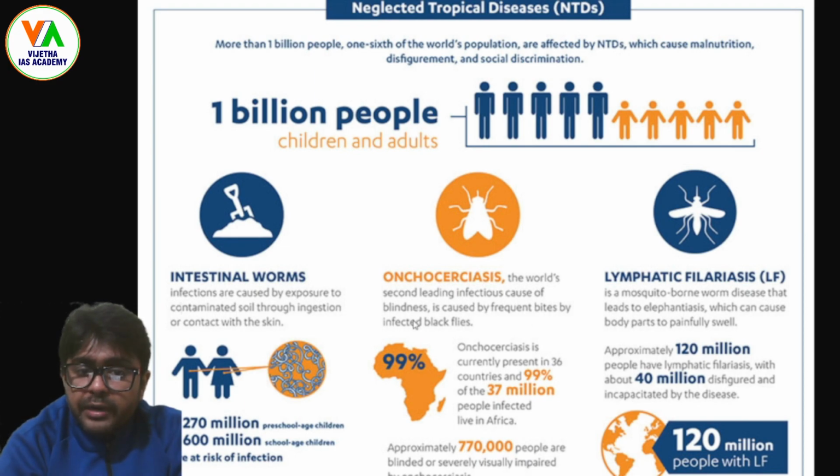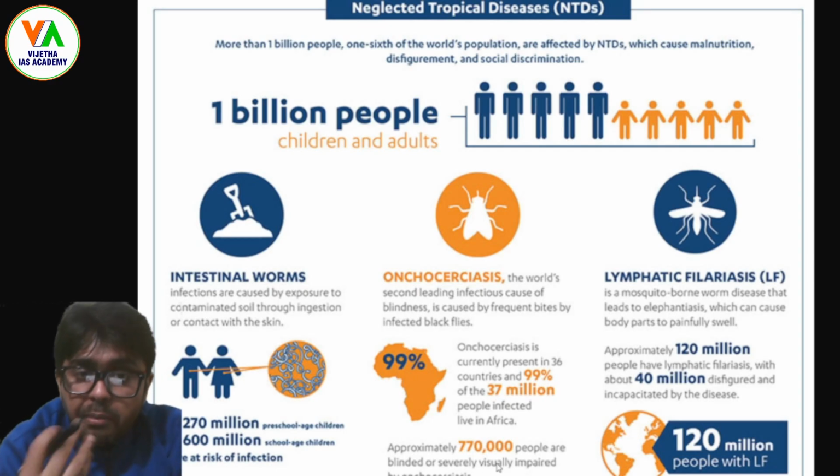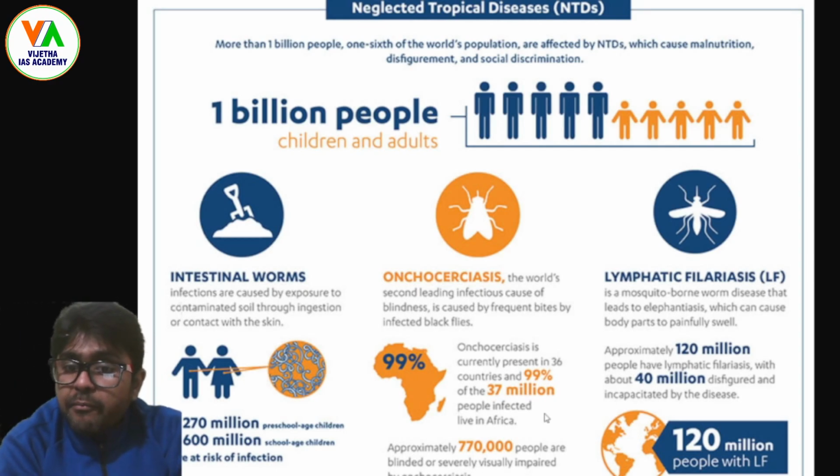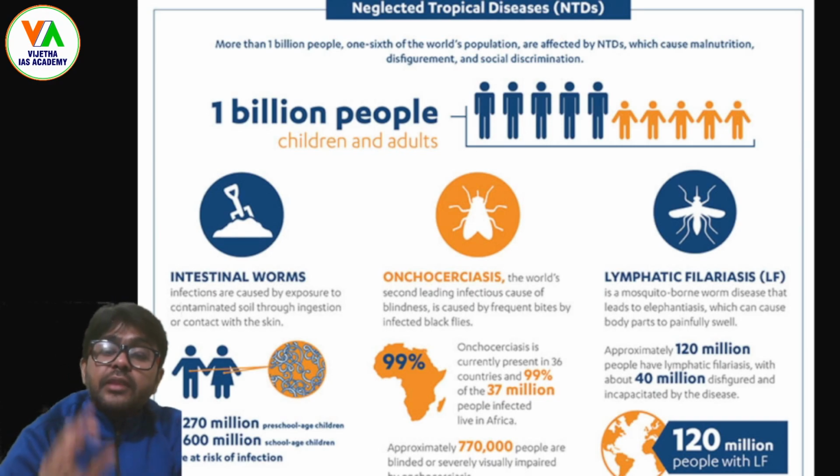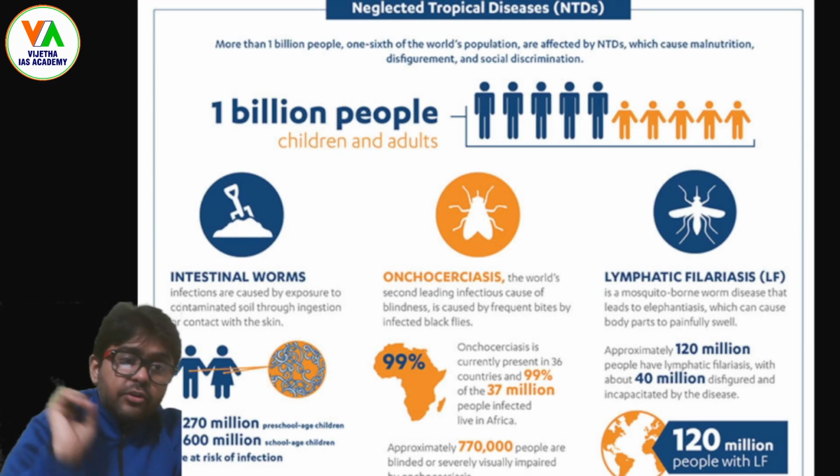it is caused by frequent bites by infected black flies, right? Many people living in Africa are infected due to this issue, right? And they become blind, and they have many skin disease issues. Infections are also caused by exposure to contaminated soil, through ingestion or contact with the skin, like intestinal worms, right? So all these issues are highly prominent in the African continent.